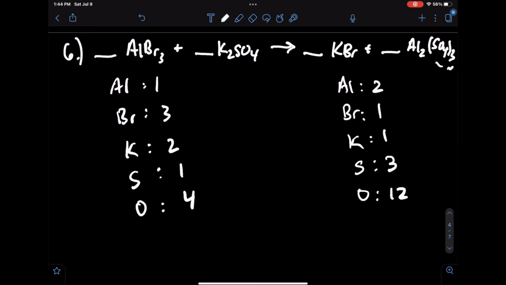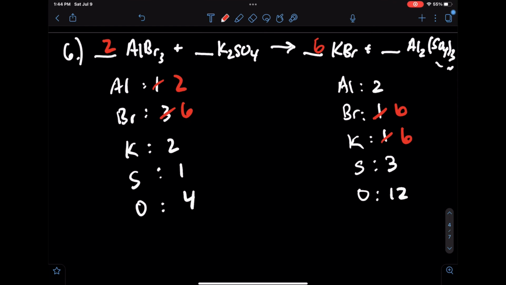So again, to start this one off, we'll go ahead and start by balancing our first element first. So aluminum, we have 2 on the right and 1 on the left. So we'll go ahead and put a 2 on the left to balance those out, which will also change our bromines to 6. So to get the bromines to 6 on the right, we'll go ahead and add a 6 right here, which will change our potassium and bromine to 6 and 6.